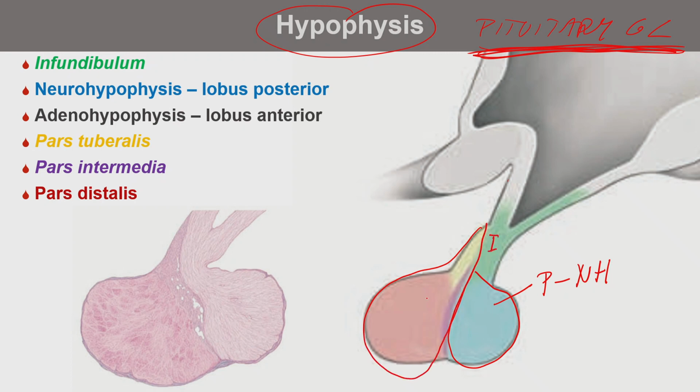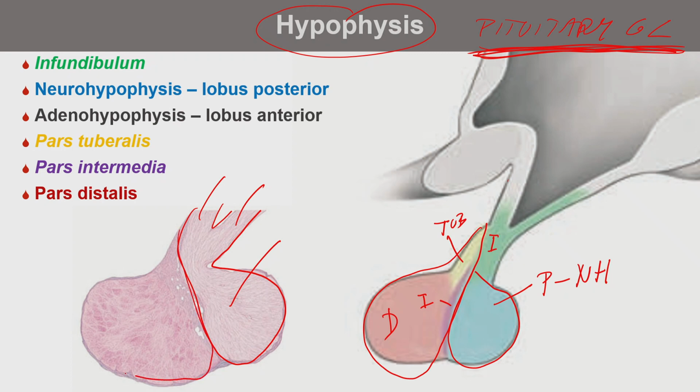So this is infundibulum, anterior lobe, and posterior lobe. The anterior lobe has pars distalis, intermedia, and tuberalis. You can see on the histologic image that those structures are neural. They are made from white matter bands. White matter structures are axons. And here is a glandular structure.